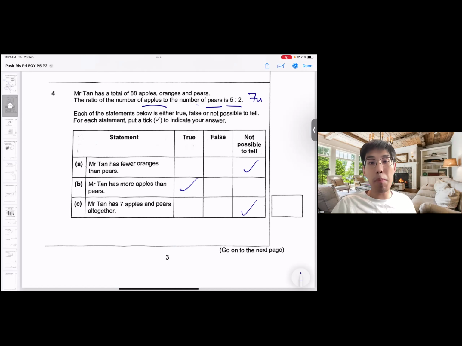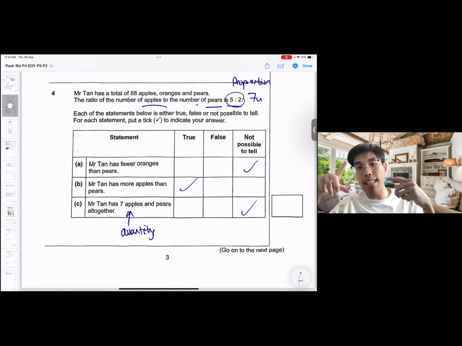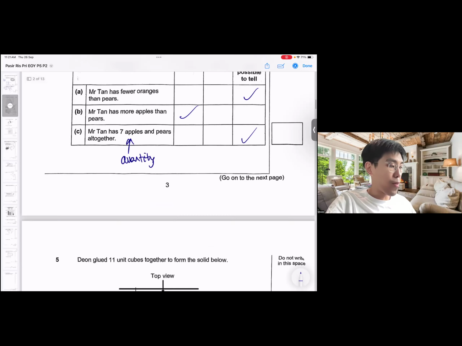Okay, quite an interesting question. A lot of people will fall prey to this, mixing up quantity and proportion. This 5 to 2 is a proportion, so 1 unit can refer to anything, but this one here is a definite quantity. So we cannot just link it like that. It is possible, but it could be other things as well, so it's not possible to tell. So listen, this is a reasoning question, so what we say and how we process it in our minds is very important. Okay, let's move on.